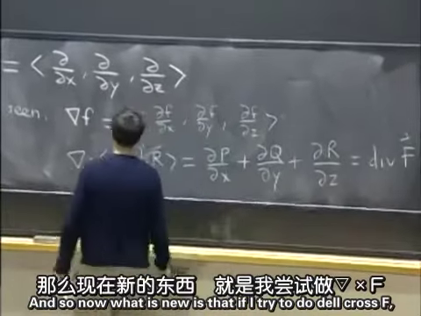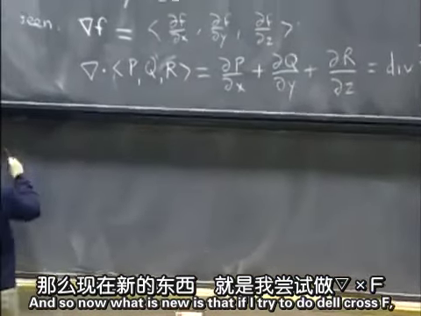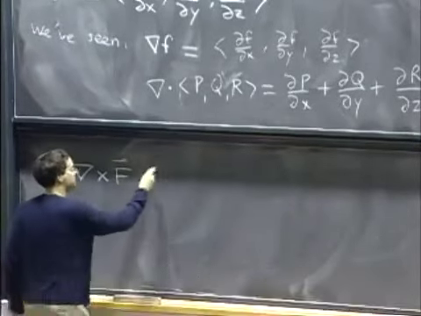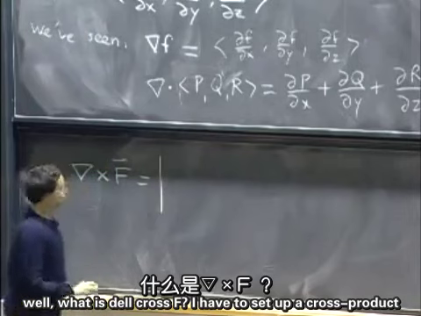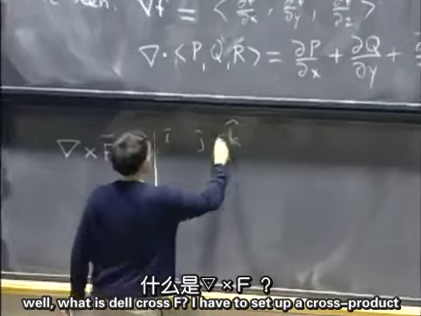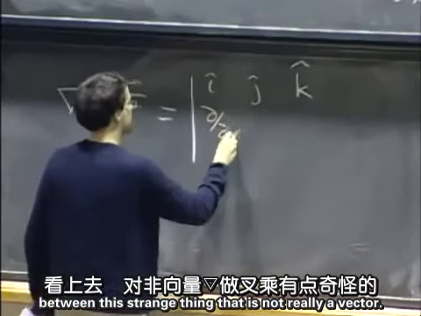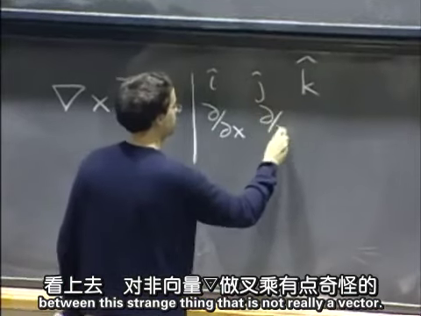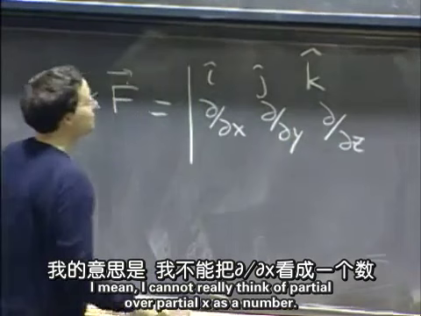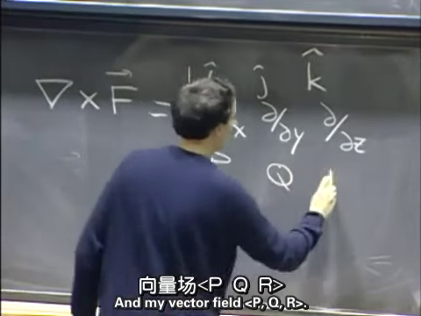And so now, what's new is that if I try to do del cross F, okay, so what is del cross F? I have to set up the cross product between this strange thing that is not really a vector. I mean, I can't really think of partial x as a number. And my vector field PQR.